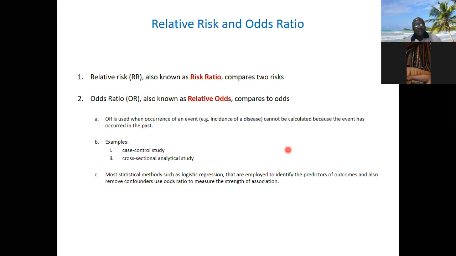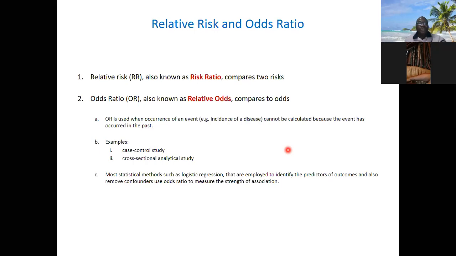Now, most statistical methods, such as logistic regression, that are employed to identify the predictors of an outcome and remove the effect of confounders, use the odds ratio to measure the strength of association. So you are going to see from here that the odds ratio is more universal than relative risk. You can use odds ratio for anything. Even for a cohort study, you can calculate the odds ratio. For an experimental study, you can calculate the odds ratio, especially when you are trying to look at factors. It's the odds ratio that is the statistic you use.